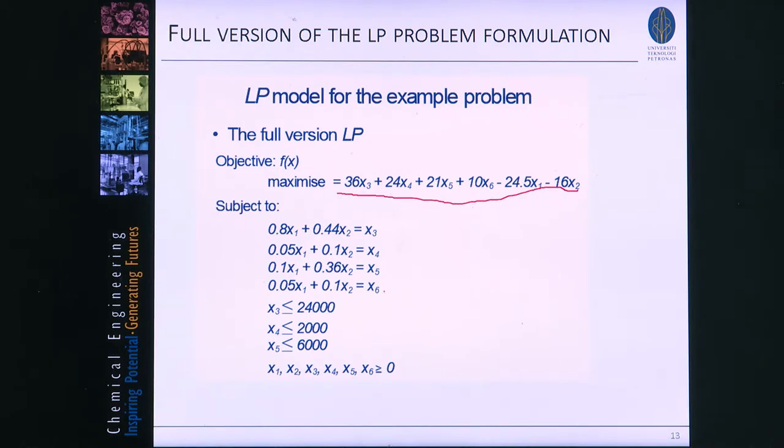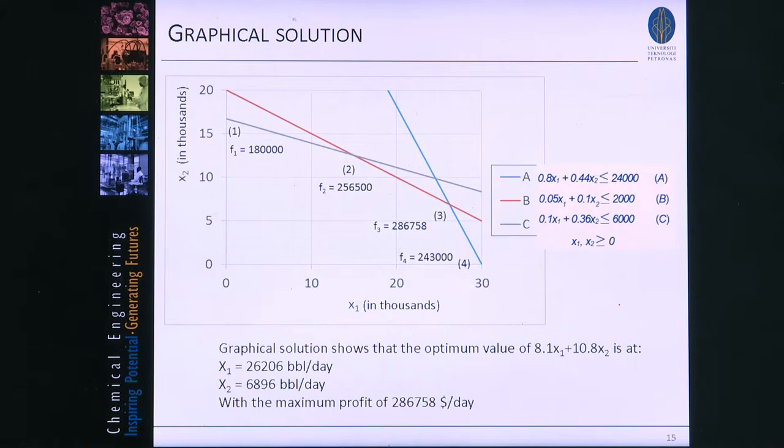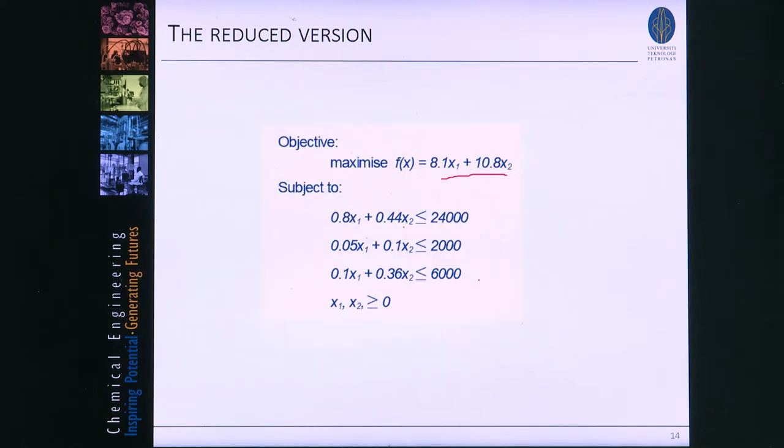But if we put this into that, we can have reduced versions of the objective function, which is very easy to see: 8.1x1 plus 10.8x2, and then with three constraints of gasoline, kerosene, and fuel oil. If you put them to a graph, you can imagine that we have x1 on the x-axis for crude oil 1, and then x2 for crude oil 2. And then we have three constraints in terms of x1 and x2.